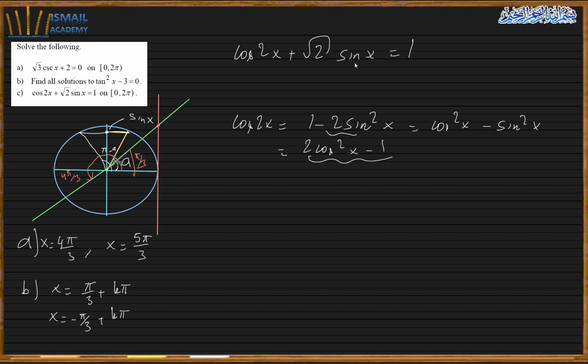So either that one or that one, but here I don't have sine, I don't have cosine here, so what I'm going to do is substitute this one by sine. So here it will become 1 minus 2 sine square x plus square root of 2 sine x equal 1.